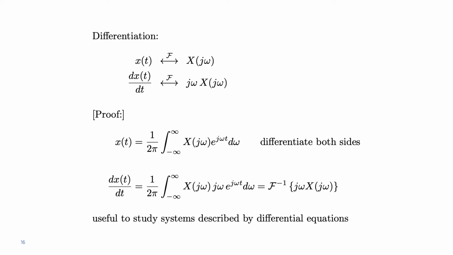So the derivative of x(t) in dt is the anti-transform of jω X(jω), which means that jω X(jω) is the Fourier transform of the derivative of x(t) in dt. So this property is actually really useful to study systems described by differential equations.